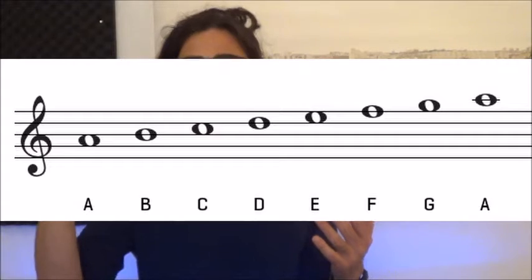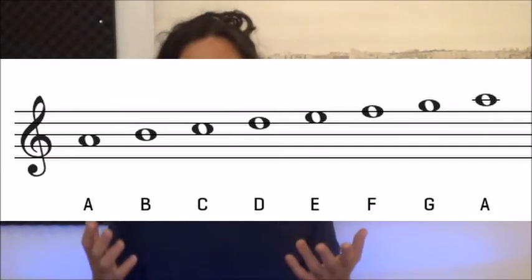But in the Anglophone system, the notes are named A, B, C, D, E, F, G, just like the alphabet. In this course, I'm going to use the Anglophone system. So, we want to learn Happy Birthday. I tell you that the first note is a G.